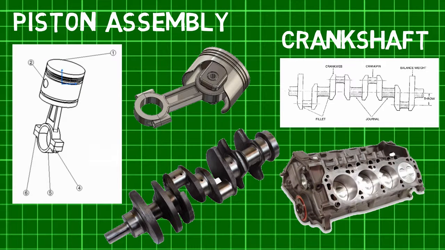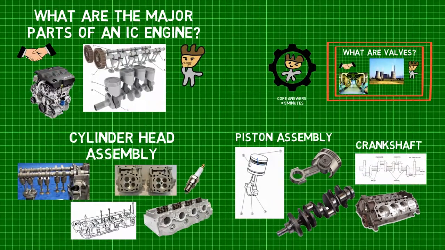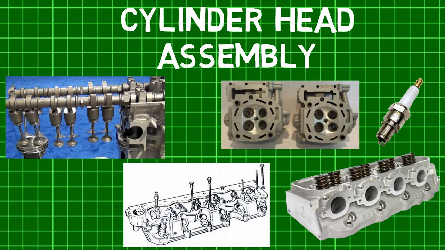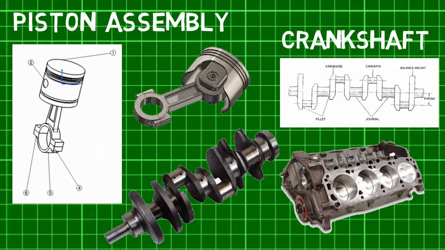Shown here is a 4-cylinder 5-liter Mustang engine block with all the pistons assembled. Hence, we first saw what cylinder head assembly is, and then went on to see what piston assembly and crankshaft are.